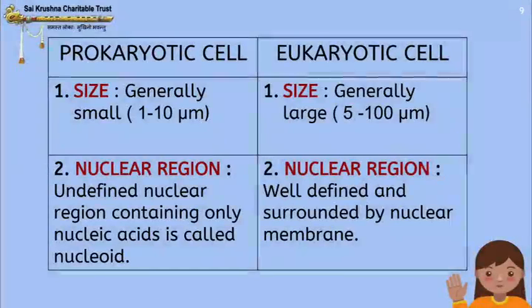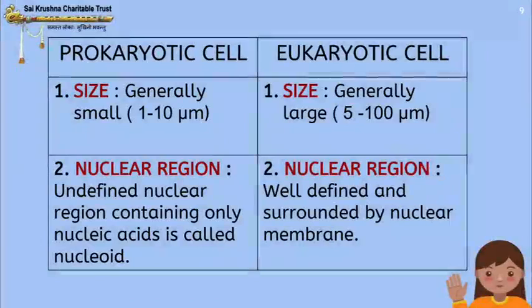Now let us learn the differences between prokaryotic cell and eukaryotic cell. I have prepared a tabular column. You also copy this in your notebook, students. Okay? First, on the basis of size. Prokaryotic cells are generally small. They range between 1 to 10 micrometers. And the eukaryotic cells are larger in size. They range between 5 to 100 micrometers.